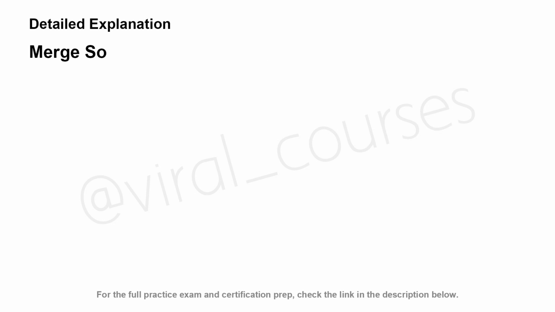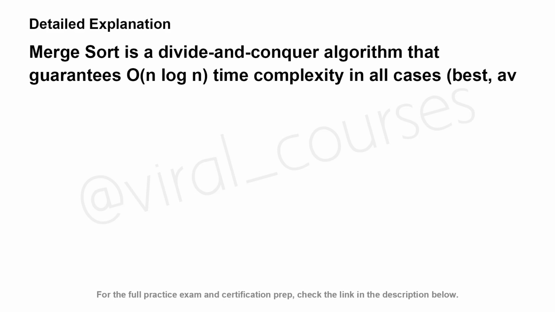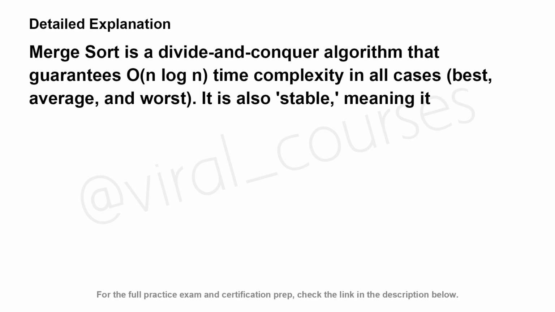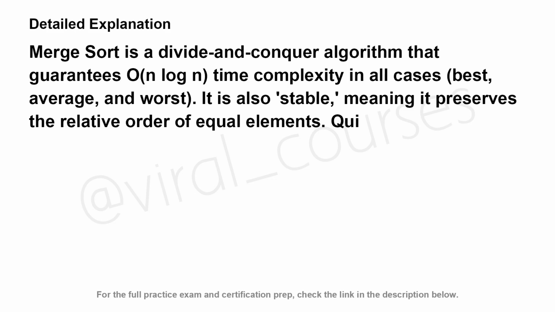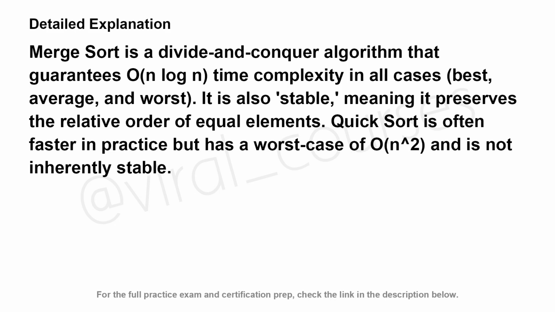Merge sort is a divide and conquer algorithm that guarantees O(n log n) time complexity in all cases: best, average, and worst. It is also stable, meaning it preserves the relative order of equal elements. Quicksort is often faster in practice but has a worst case of O(n squared) and is not inherently stable.